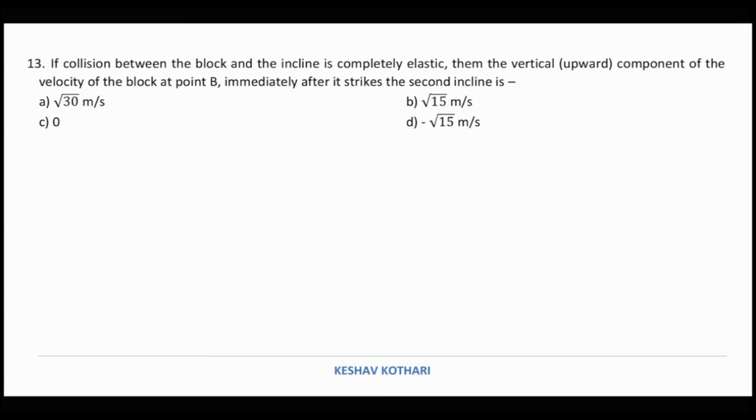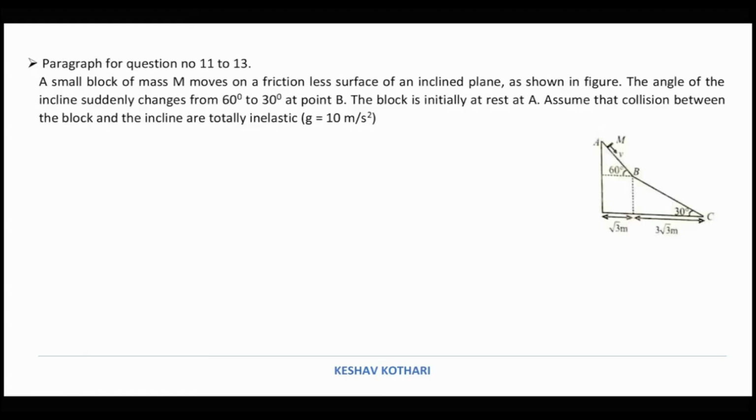So if we start dealing with this particular paragraph, we are saying that as the inclined plane is frictionless, the kinetic energy at B is equal to potential energy at A. So if I draw this portion of the incline, this angle is equal to 60 degree, this is equal to root 3 meter, and we are considering this as a height h.